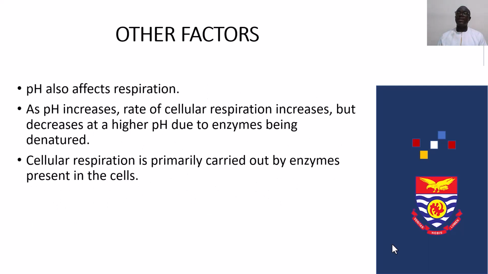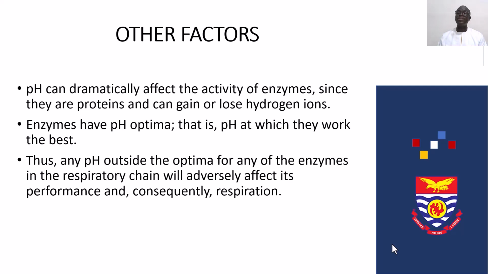pH also affects respiration. As pH increases, rate of cellular respiration increases, but decreases at a higher pH due to enzymes being denatured. Cellular respiration is primarily carried out by enzymes present in the cells. pH can dramatically affect the activity of enzymes since they are proteins and can gain or lose hydrogen ions. Enzymes have pH optima, that is pH at which they work the best. Thus, any pH outside the optima for any of the enzymes in the respiratory chain will adversely affect its performance and consequently respiration.